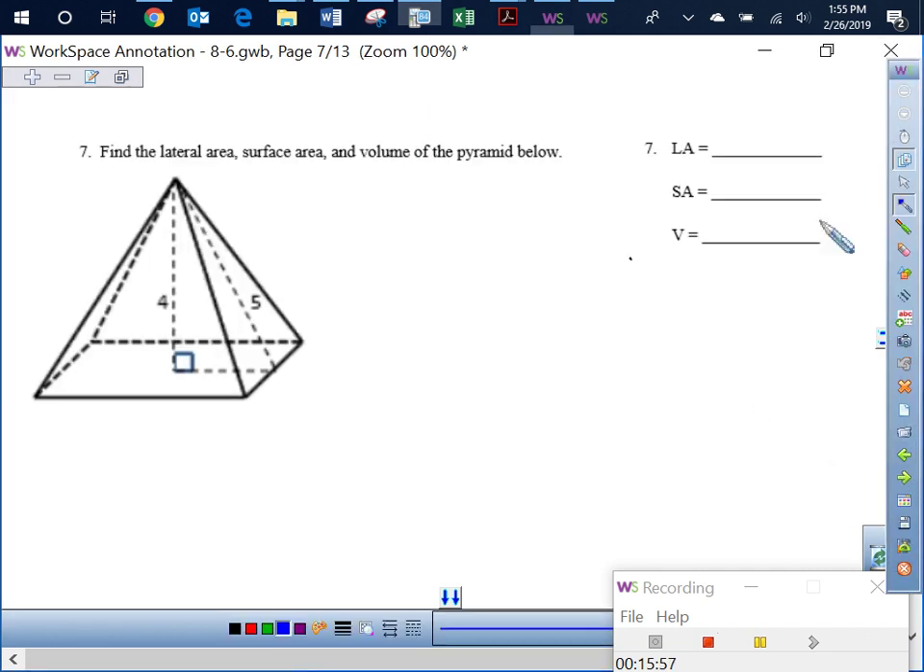So with that being said, why don't you do this whole number 7. Find the lateral area, the surface area, and the volume. Show all that work. And if you're missing something, just go find it. You know, you can do it. So why don't you pause the video and get that done.